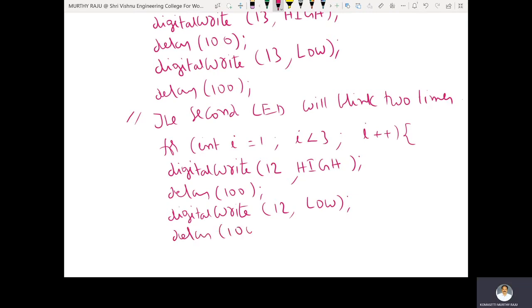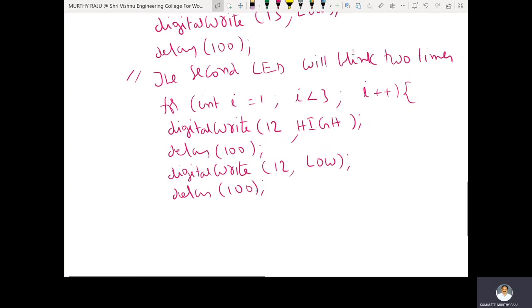Delay 100 milliseconds. Without using this for statement, write digital write 12 high, delay 100 milliseconds. Digital write 12 low, delay 100 milliseconds. And again, digital write 12 high, delay 100 milliseconds. Digital write 12 low, and delay 100 milliseconds. Same statements would be written 2 times. Instead of that, here we use a for statement. The loop is repeated 2 times.